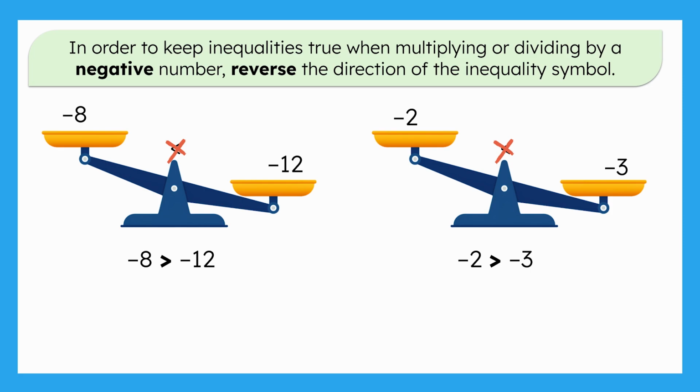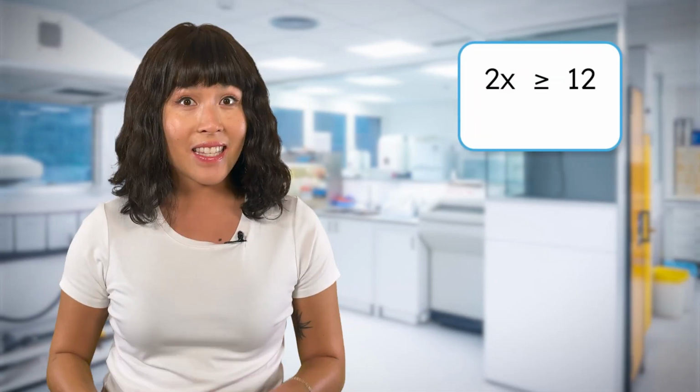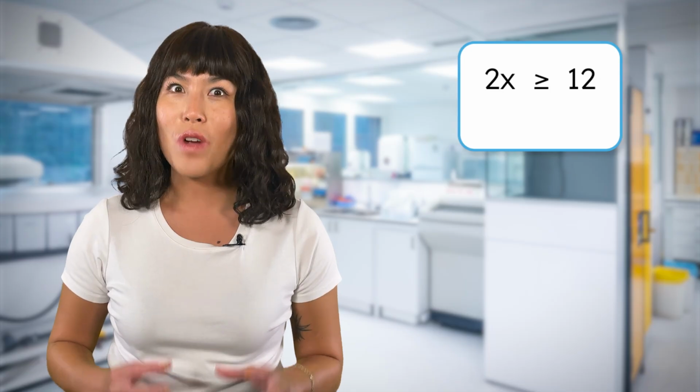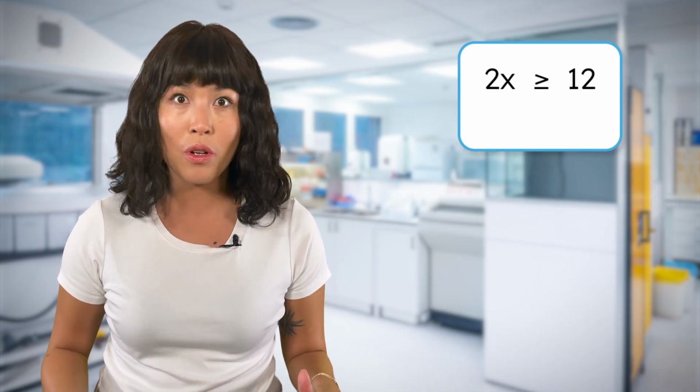Let's see how this works when I'm using inverse operations to solve an inequality. Consider the inequality 2x is greater than or equal to 12. Just like with equations, we want to isolate the variable, so what's happening to x? Right, we're multiplying by 2. How do we undo multiplication? Yep, we need to divide both sides by +2. Do I need to flip the inequality symbol?